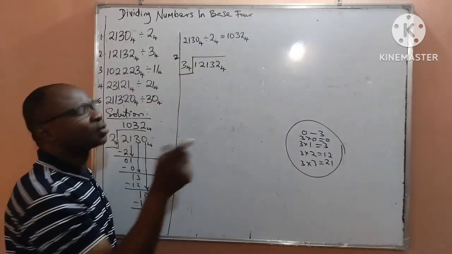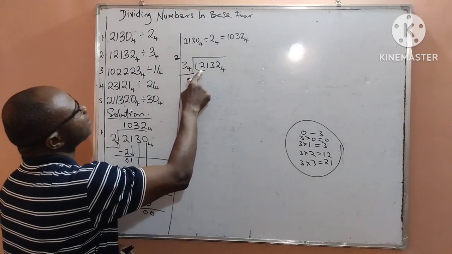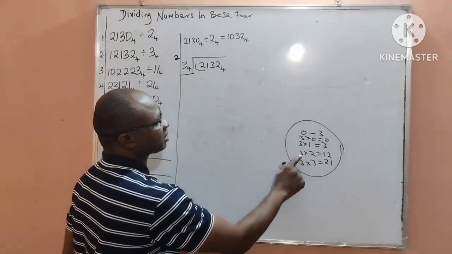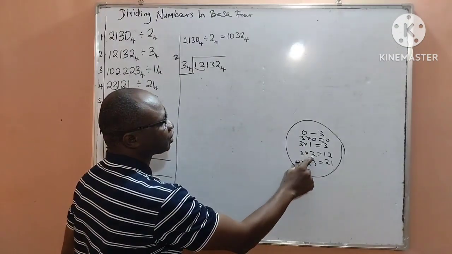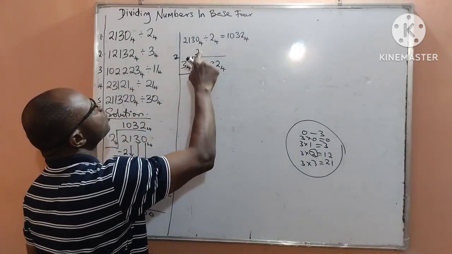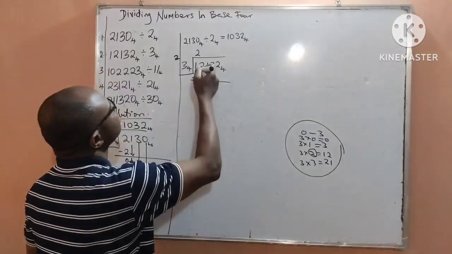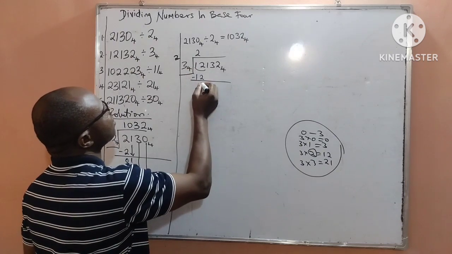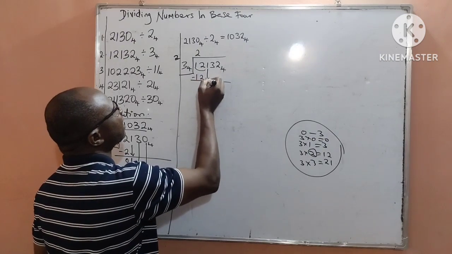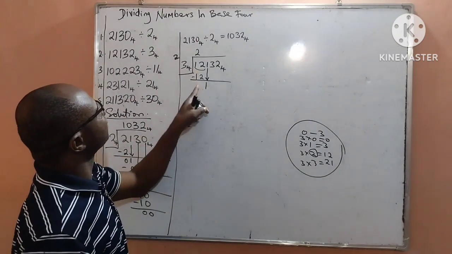3 divide 1 cannot go, so it will give us 0. So let's take the first 2 digits. 3 divide 12. The first question is, where did we get 12 here? We got 12 where we did 3 times 2 in base 4. So 3 times 2 in base 4 is 12. Therefore, 3 divide 12 is going to give us 2. So we write 2. 2 multiplied by 3 will also give us 12. We subtract it. This minus this is 0. This minus this is 0. So we got 0 here. Therefore, we are now bringing down 1, because 12 minus 12 is 0.